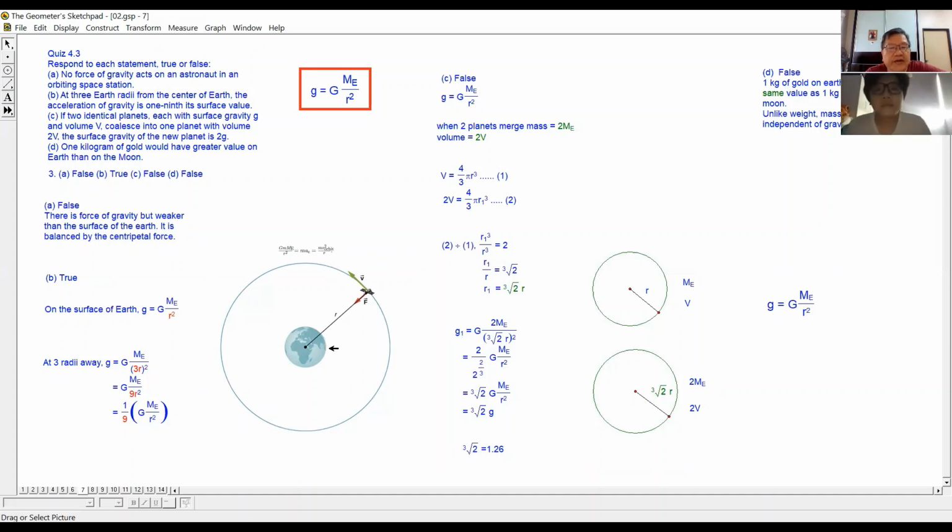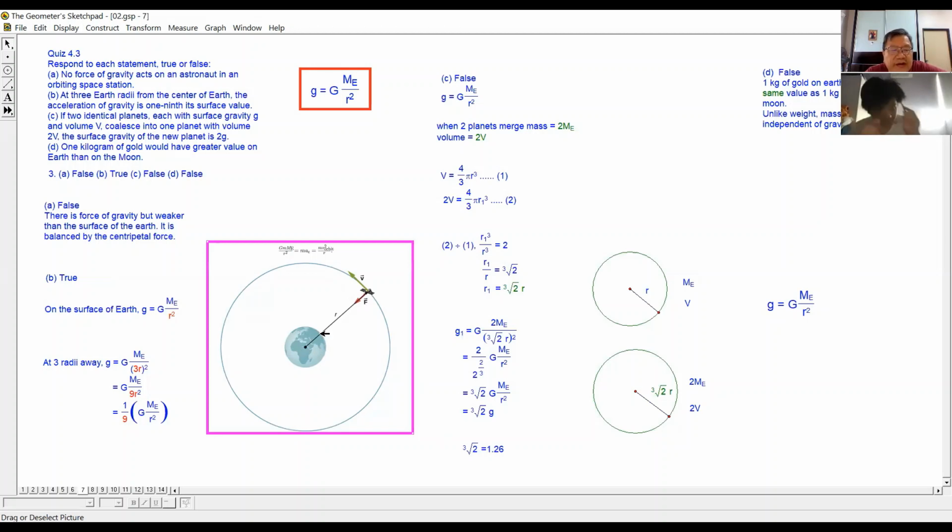You look at the picture here. Now, if it is on the surface of the Earth, at this point here, then the r will be the radius of the Earth. However, if it is at a distance very far from the surface of the Earth, this is the surface of the Earth, then the distance r will no longer be the radius of the Earth. The distance r will be the distance from the center of the Earth.